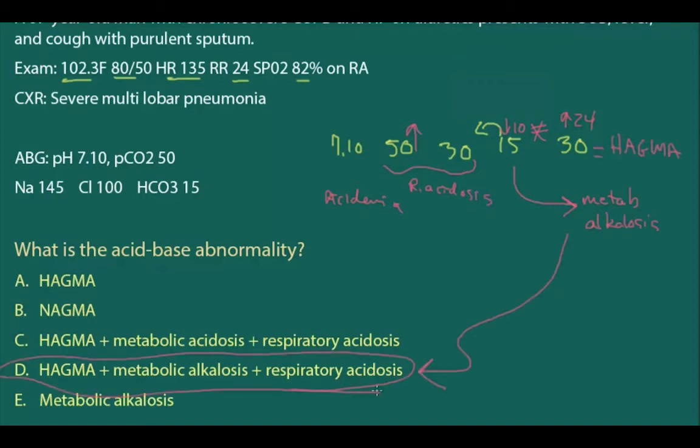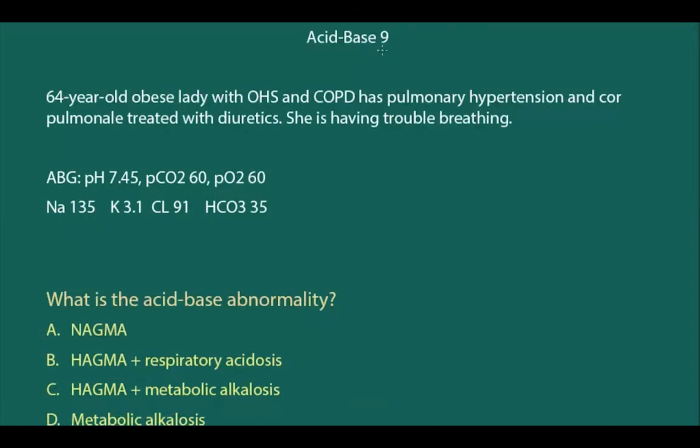Last question. We have a 64-year-old obese lady with obesity hypoventilation syndrome and COPD. She has pulmonary hypertension and cor pulmonale treated with diuretics. She is having trouble breathing. pH 7.39, PCO2 60, bicarb 35, expected PCO2 50. Anion gap 9. Left to right, we have an alkalemia.